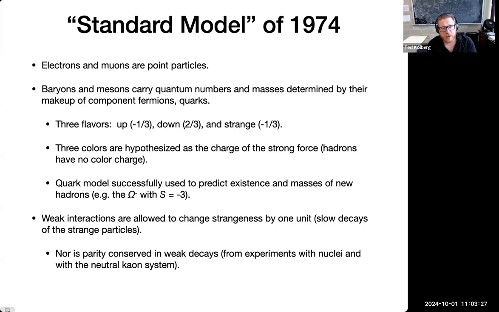with a summary of what the standard model looks like around 1974. Electrons and muons have both been discovered. They're believed to be point particles. We now understand that baryons and mesons are composite particles. They're composites of three quarks, the up, down, and strange quarks. And the quantum numbers and the masses of the bound states are related to the quantum numbers and masses of the constituent quarks.